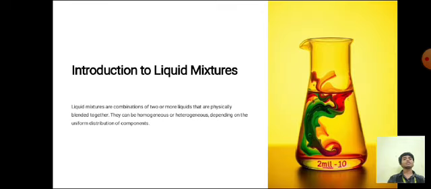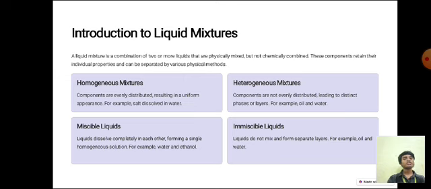Introduction to liquid mixtures. Liquid mixtures are combinations of two or more liquids that are physically blended together. They can be homogeneous or heterogeneous depending on the uniform distribution of components. A liquid mixture is a combination of two or more liquids that are physically mixed but not chemically combined. These components retain their individual properties and can be separated by various physical methods.